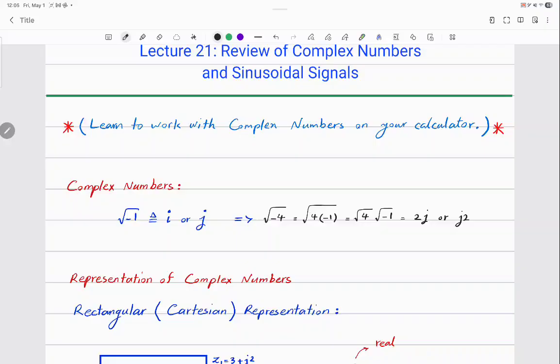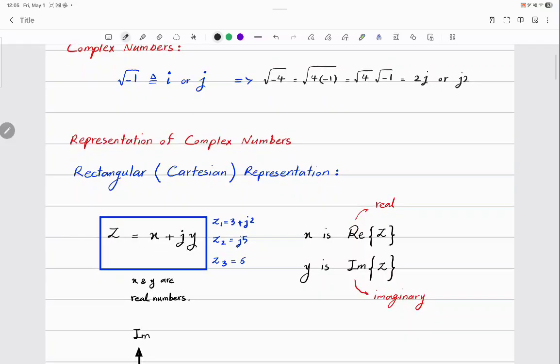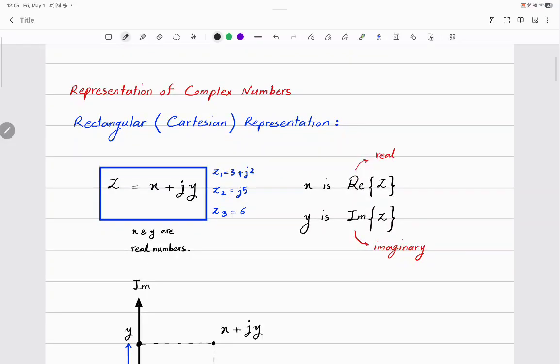Okay? Now, a very important concept in complex numbers is how we represent them. For example, for real numbers, how do you represent real numbers? The 1D line, you can show any number on the line. For example, if you set 1 point on the 1D line as 0, then you can show any number somewhere across that line. But for complex numbers, 1D is not enough.